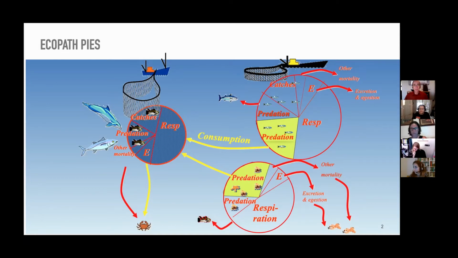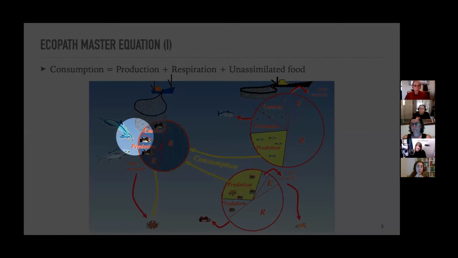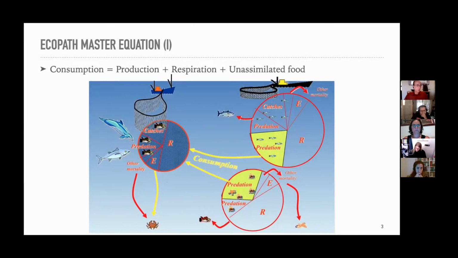That's it. So let's look at the equations. The first one is what we call master equation number, either 1 or 2. I keep changing the numbers. But it says consumption equals production plus respiration plus unassimilated food. That's what you saw before. That's the breakdown of this one here. We break it down into production, which is this part, plus respiration, which is about half of it, plus digestion or unassimilated food, which is about 20%. So that's the first equation.